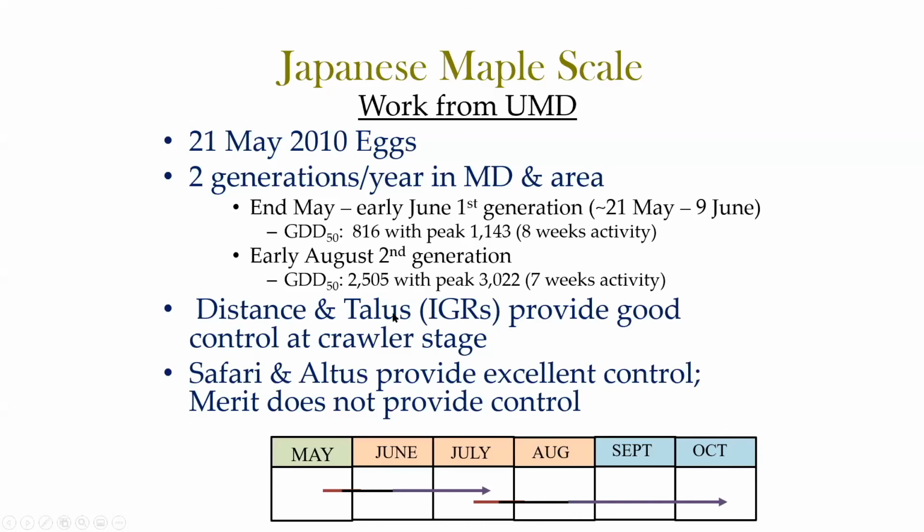Distance and Talus are insect growth regulators that provide good to excellent control if applied at crawler activity. Horticultural oil and insecticidal soap applied at crawler activity also provide good to excellent control. Safari and Altus are 2 products that give excellent control. Safari is a neonicotinoid, Altus is not.